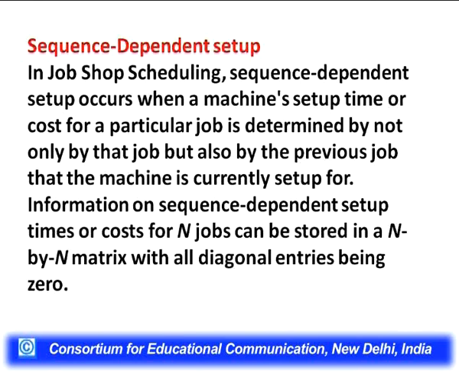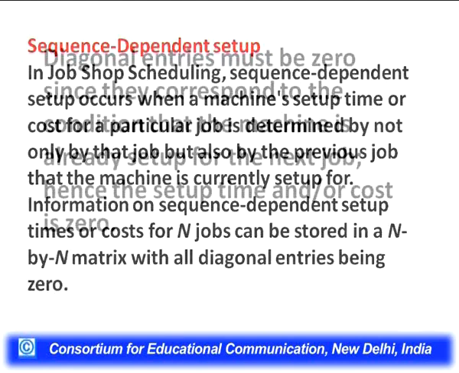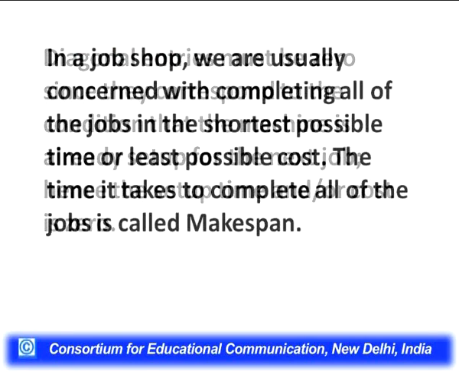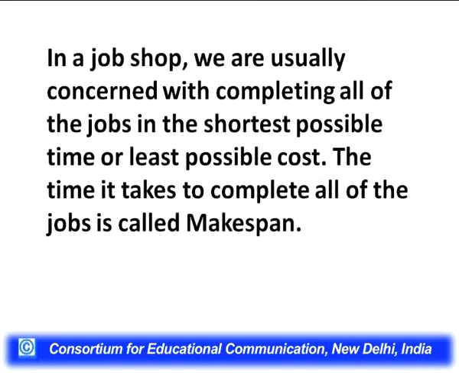Information on sequence dependent setup times or costs for n jobs can be stored in an n by n matrix with all diagonal entries being 0. Of course, the diagonal entries will be 0, and we are now talking about job shop scheduling. Diagonal entries must be 0 since they correspond to the condition that the machine is already set up for the next job. Hence, the setup time and/or cost is 0, because the machine is already set up for the new product.